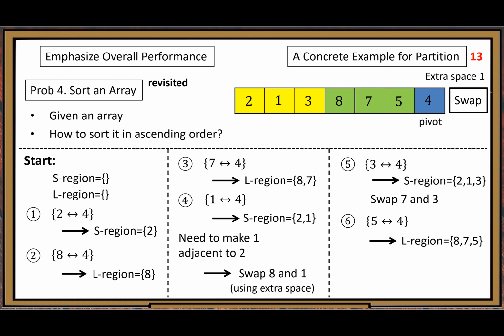We have two processed regions, S region and L region, and the elements in each region are in consecutive locations. So it's pretty much the end of this partition, but there is one last step, because we haven't placed the pivot element in place.